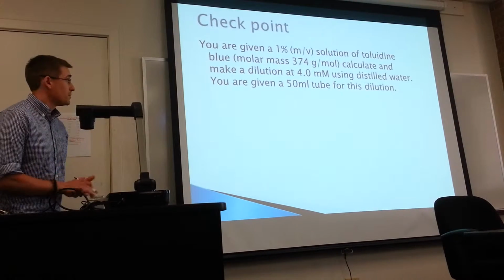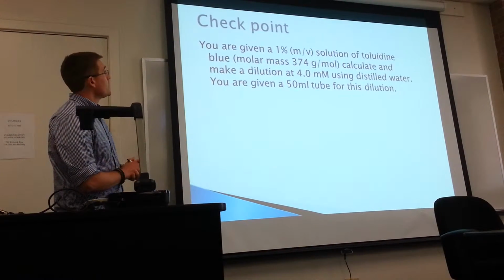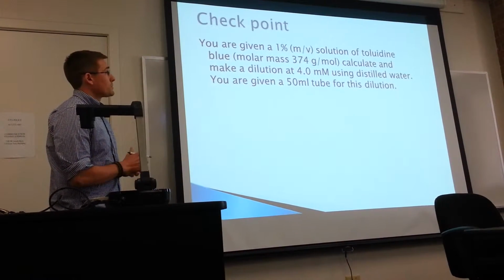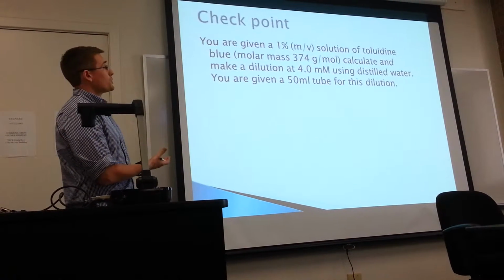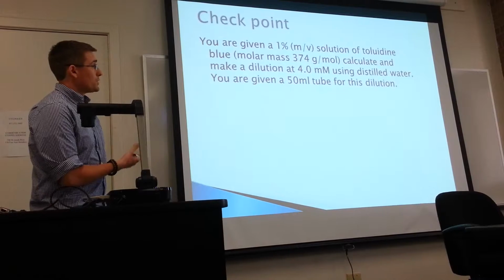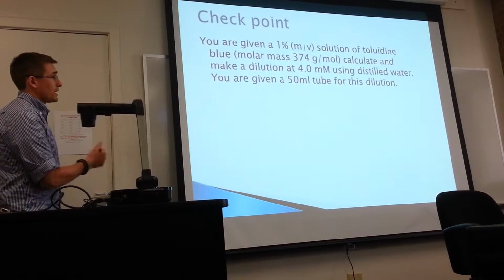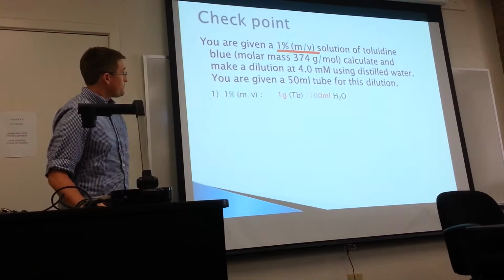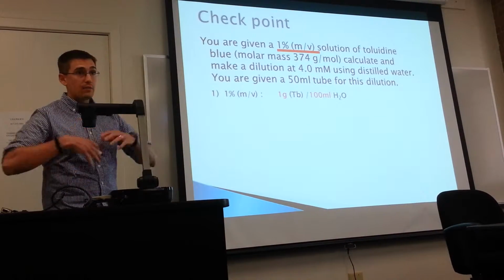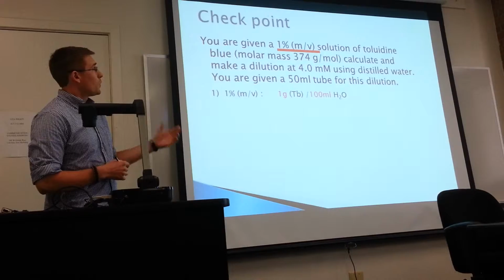So here's a typical example of a problem you might see on an exam or a test. If you're given a 1% mass per volume solution of toluene blue, given the molar mass, how would you make a dilution at 4 micromolar using distilled water? And for this calculation, you're given a 50 ml tube for this dilution. So I'm going to go over this with you really quickly. The first thing we want to pull out of this word problem is 1% mass per volume.